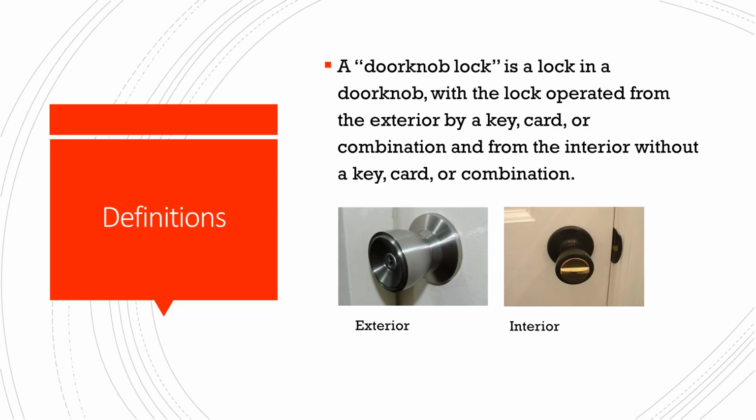So first and foremost, a doorknob lock. A doorknob lock, as the name might suggest, is a lock in a doorknob, with the lock operated from the exterior by a key, card, or combination and from the interior without. So you might have this setup here where you've got a key ability to open with the key on the exterior, and then a lever or knob on the interior.